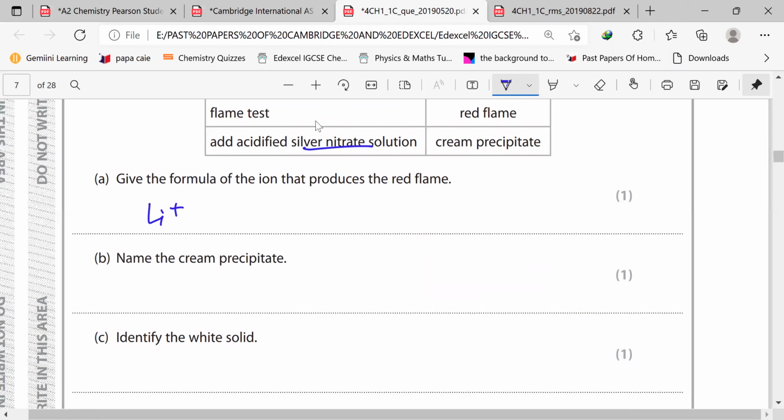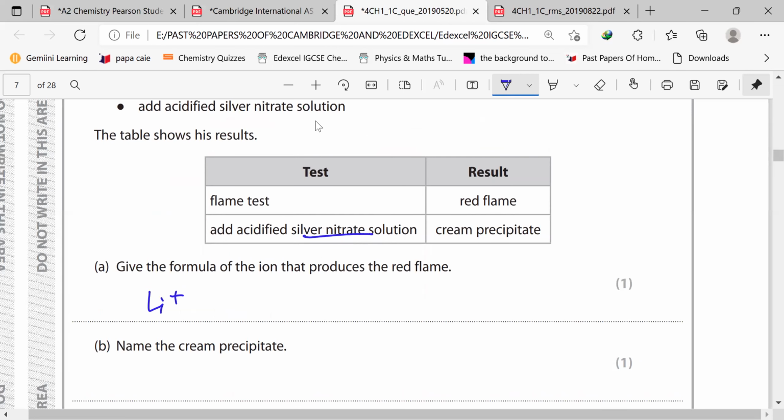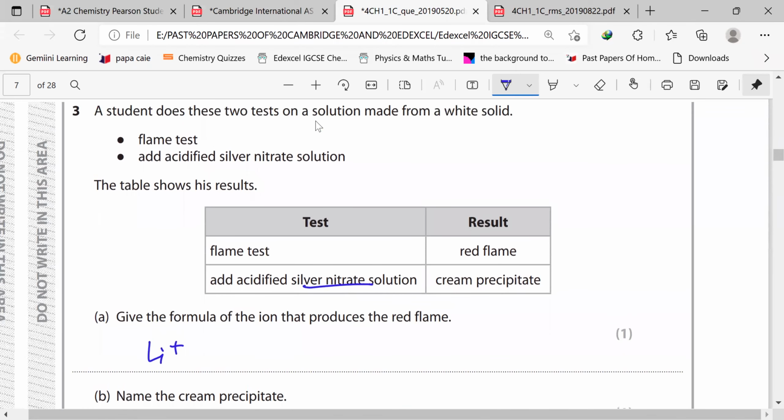Oh, sorry. Sir, let him speak. Yes, tell me, what is the test? Acidified silver nitrate solution. This is a test for what ion? Is it a positive ion test or a negative ion test? It's a negative ion. Carbonate. If we add dilute acid it gives carbon dioxide gas which turns lime water milky.